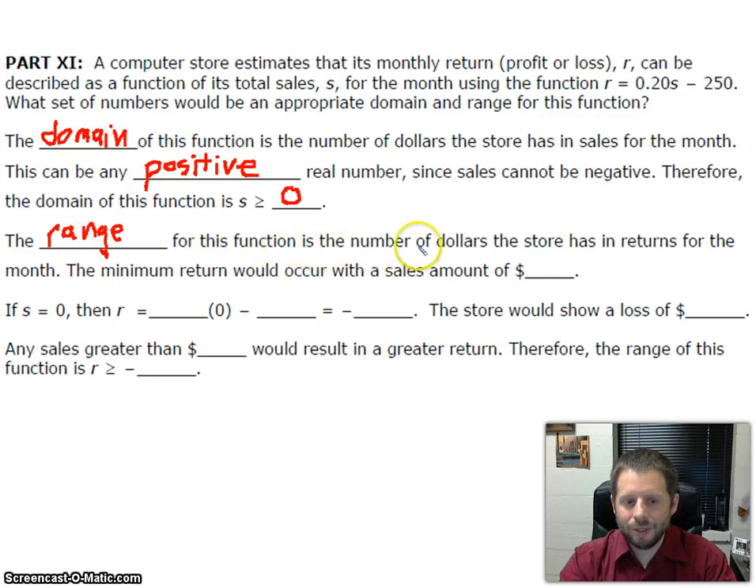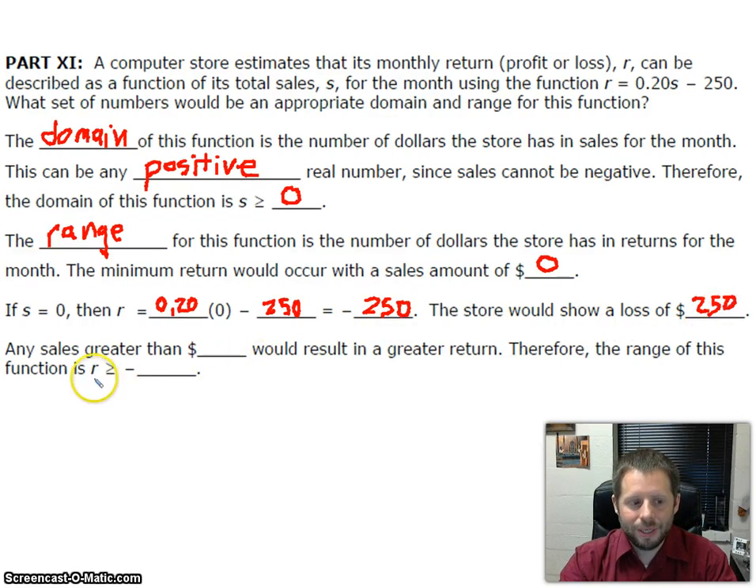Based on that domain, our range for this function is the number of dollars the store has in return for that month. The minimum return would occur with a sales amount of $0. If I sold nothing, that gives me my minimum return for that month. So if S equals 0, then R equals 0.20 times 0 minus 250. We know that 0.20 times 0 is still 0, and then we take away 250, which gives us a return of negative $250. So the store would show a loss of $250 if you didn't sell anything that month.